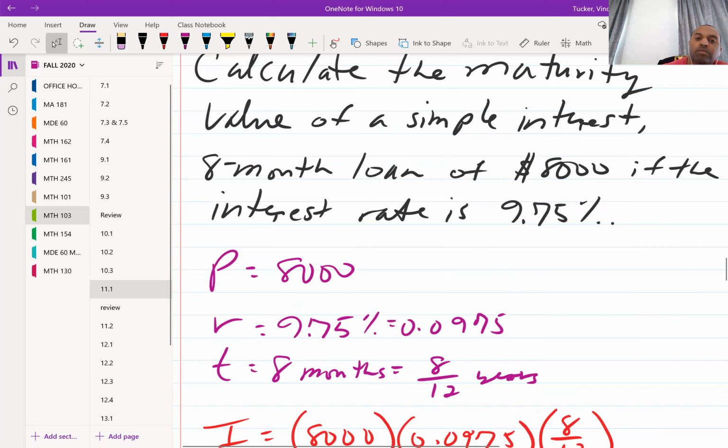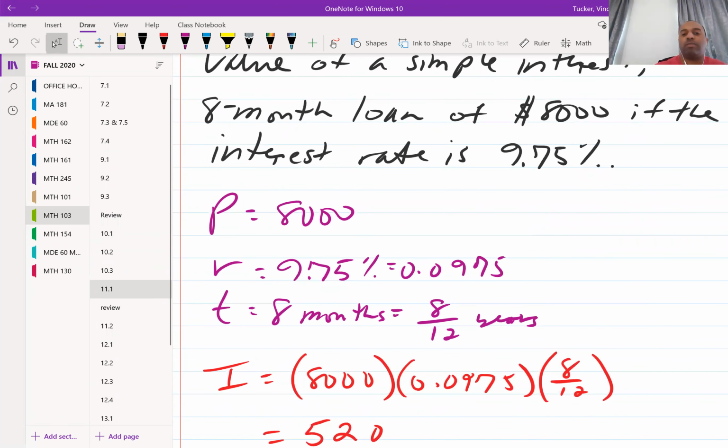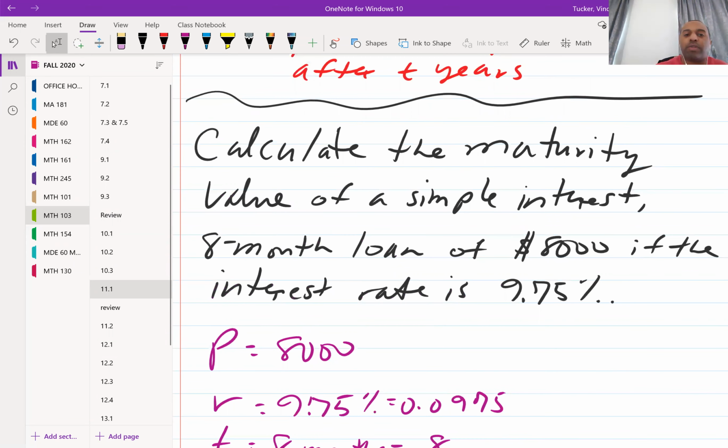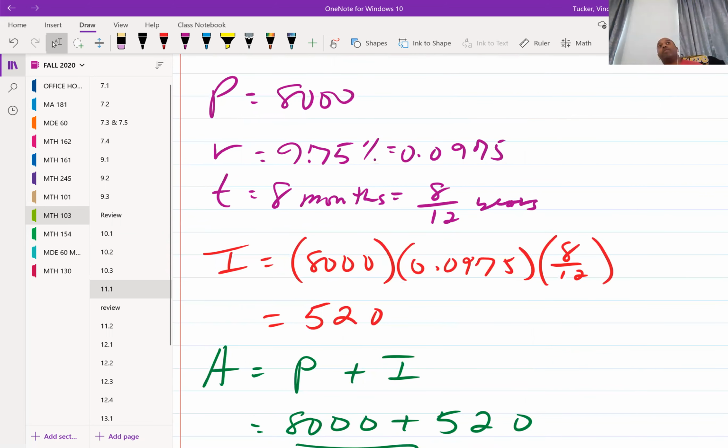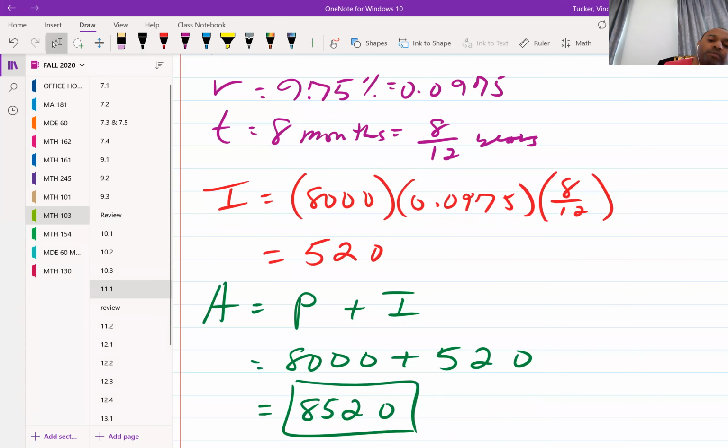All right, plug those values in. Also, notice we want to calculate maturity value. So we're going to find this maturity value both ways. I'm going to show you the first way, P plus I, then I'll show you the other way where you can just plug it into the formula. So this way, we're calculating I first. 8,000 times 0.0975 times 8 over 12 gives me 520. That's what's going on here in the red. Then if I add that 520 to my principal, that will give me how much money will be in the account after 8 months. So it's $8,520.